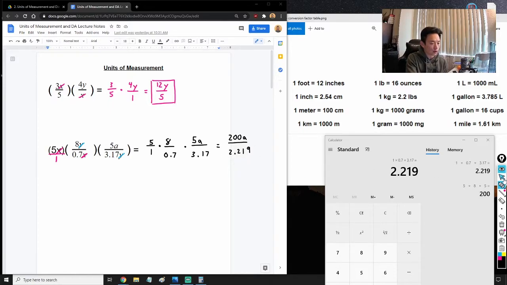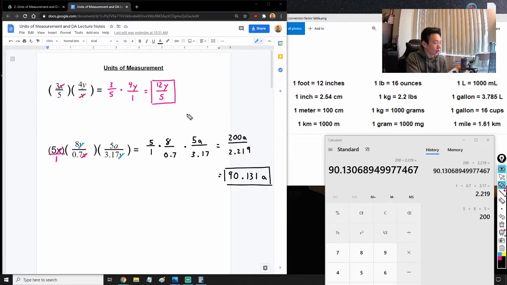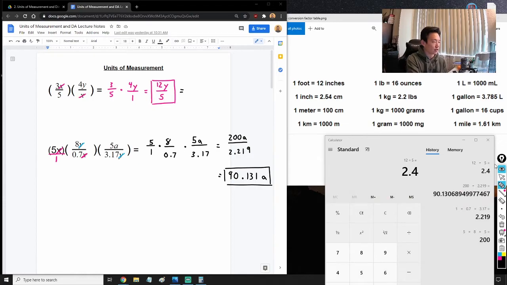If you want to simplify it further, you're going to have to divide the top by the bottom. So what we can do here is 200 divided by 2.219, and then that'll give us 90.13. So we'll get 90.13a, and I'm going to round that. So this will be our final answer. I guess you could simplify the one up here as well. We could have done 12 divided by 5, and that'll give us 2.4. So the final answer for the first one could also be 2.4y.